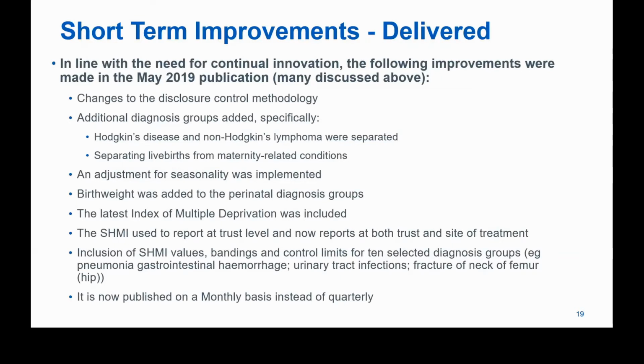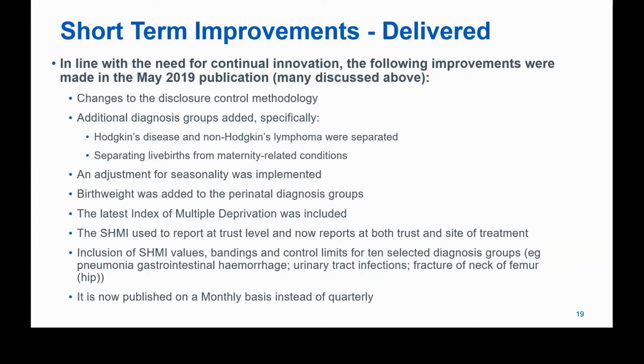Some of those were changes to the disclosure control methodology in order to ensure that it wouldn't be possible, for instance, to identify a particular individual by looking at the summary results. We've split out a number of diagnosis groups. Specifically, we split out Hodgkin's disease and non-Hodgkin's lymphoma. We also split out live birth from maternity-related conditions. We made an adjustment for seasonality to reflect some of the ways in which data was submitted. We also, as I said earlier, included birth weight in a number of the perinatal diagnosis groups.